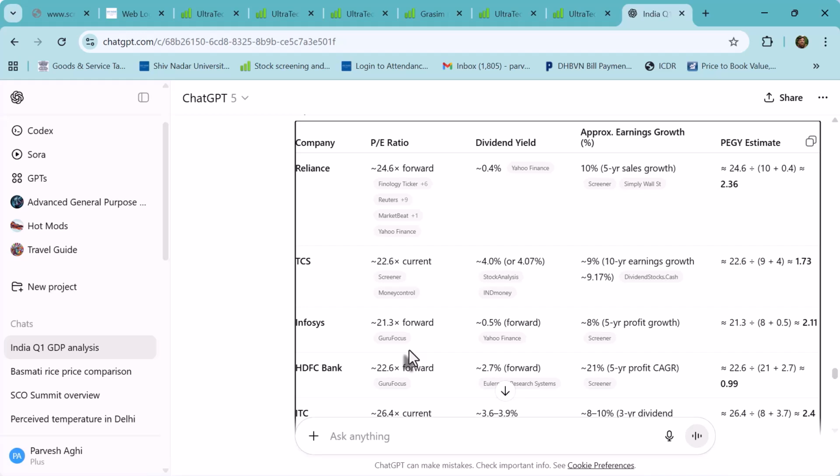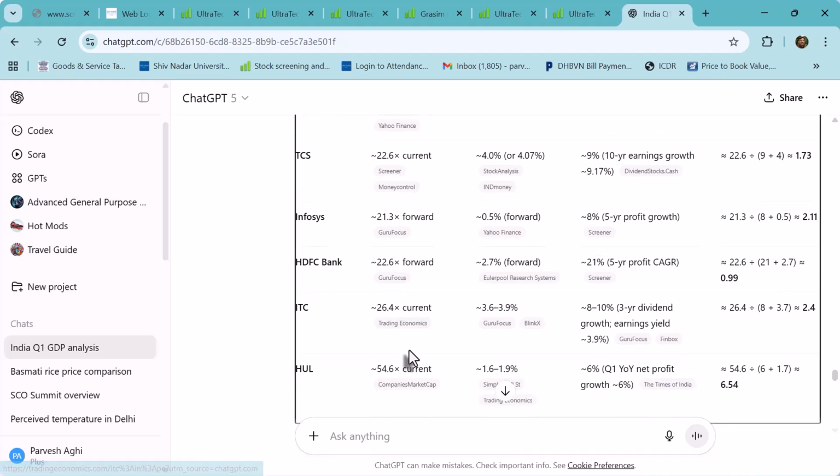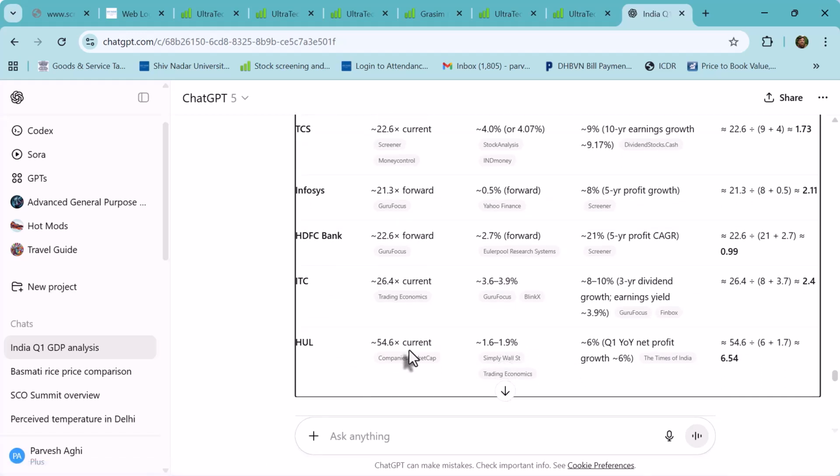Okay. And the growth is approximately 8% on profit. So he has not taken the right number. So it should be profit growth and not the sales growth. So it comes to 2.11. HDFC Bank 0.99. Okay. So you will find that HDFC is the only one out of all these stocks which is traded below 1. PEG ratio is 1.